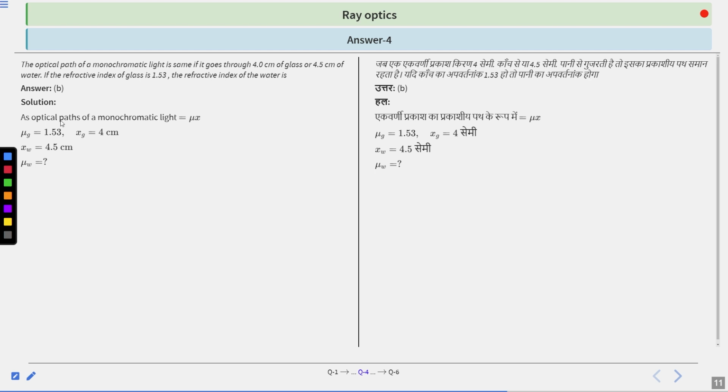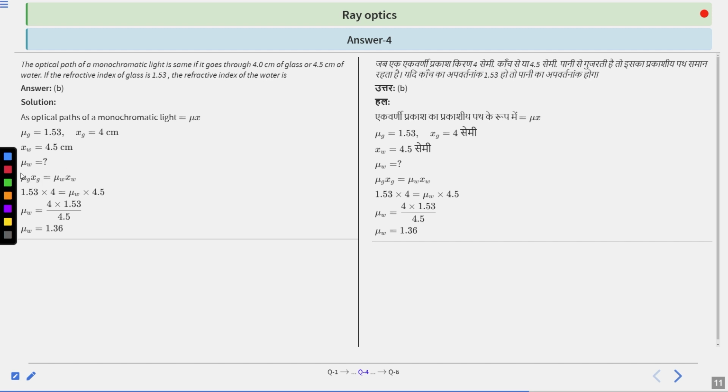We know that the optical path of monochromatic light is equal to mu x. Clear? Given that mu g is equal to 1.53, the refractive index of glass. This is given in the question. And xg is equal to 4 centimeter, and xw is equal to 4.5 centimeter, given. We have to find the refractive index of water. I hope all these points are clear.